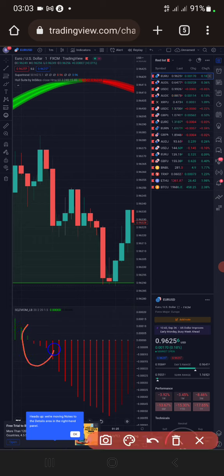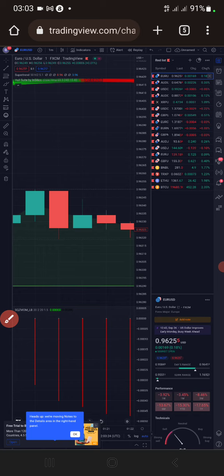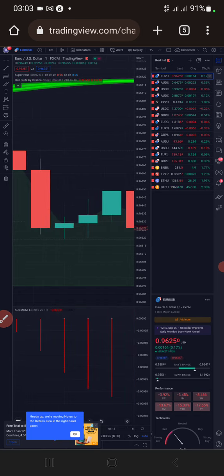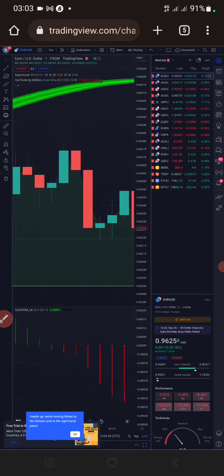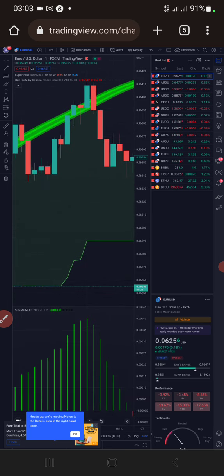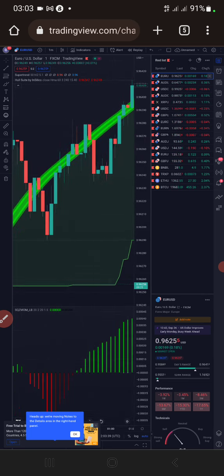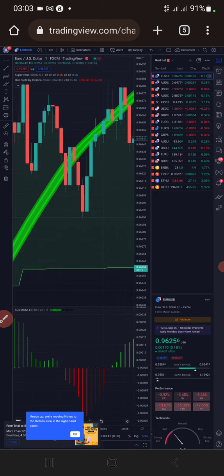This is a black dot and this is a white dot. This is when the white dot starts forming, and this is a black dot. So with this indicator, when it is black, as you can see over here, it means the market is in a squeeze. And I told you what a squeeze literally means. It means the market is not yet in a trend.